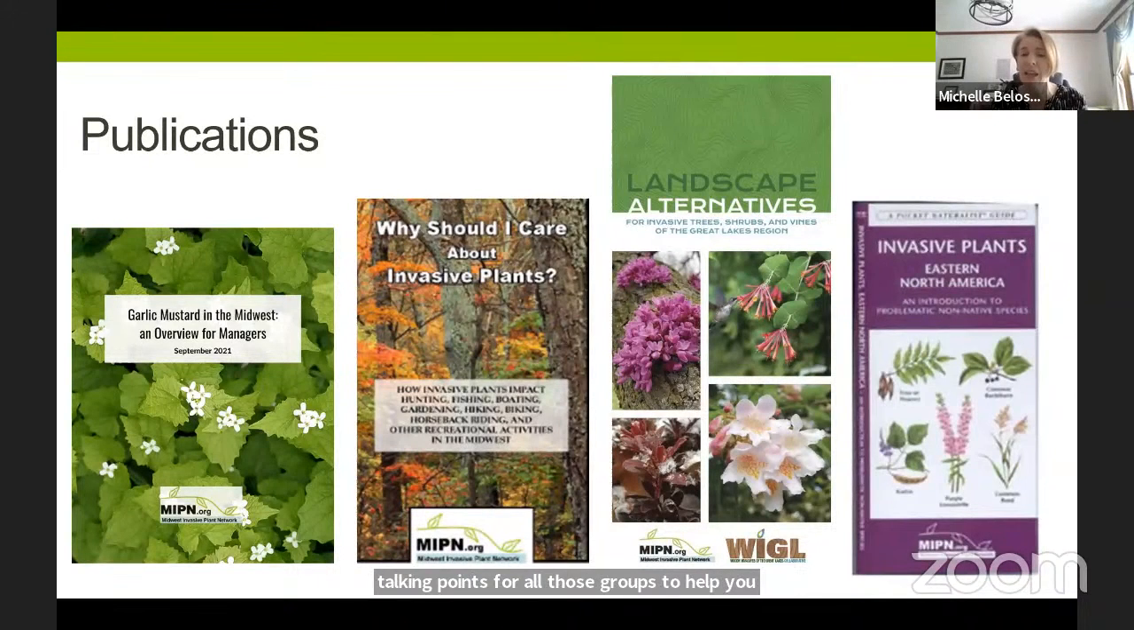And then we have our landscape alternatives, both app and brochure. So the brochure is what you're seeing in front of you. That provides native and non-invasive alternatives to a lot of common ornamental woody invasive plants. But we also have an app version that's more extensive. It covers almost 50 different plants and has some information about them, and then again, several alternatives that are either native or certainly non-invasive. And we have our longstanding invasive plant field guide.